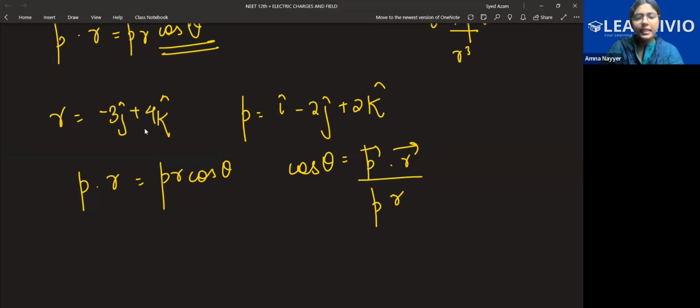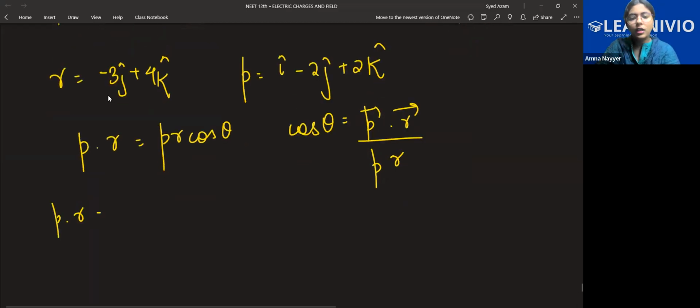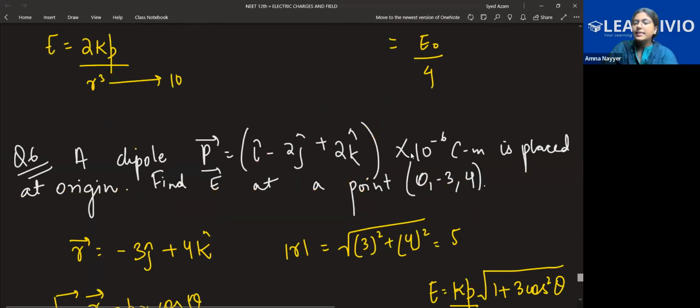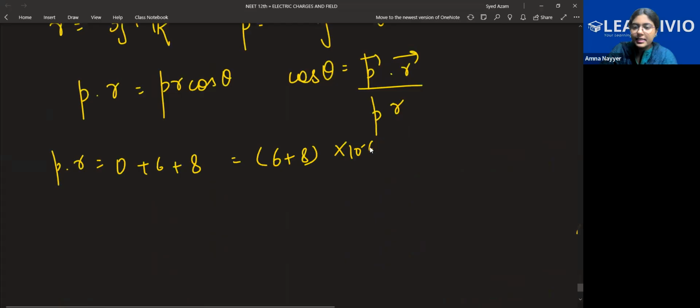So when you're multiplying these two, i has nothing to be written with. But see, minus 2 into minus 3. Let's first write P dot R. So see, i has nothing, so this is 0. Now minus 3 into minus 2 is plus 6, and plus 4 into 2 is plus 8. So you have 6 plus 8 into 10 to the power minus 6. In the question, it has given us minus 6, so we are calculating into 10 to the power minus 6.